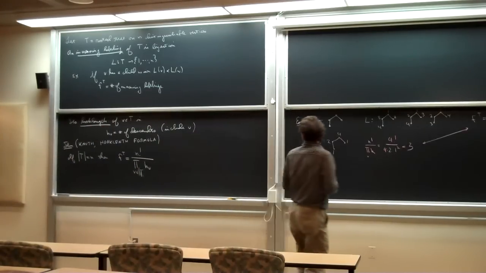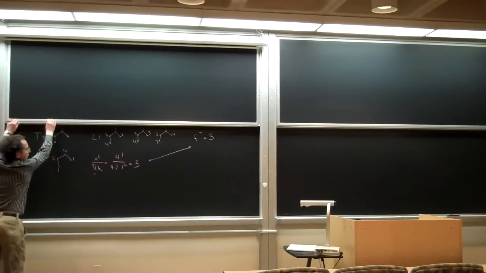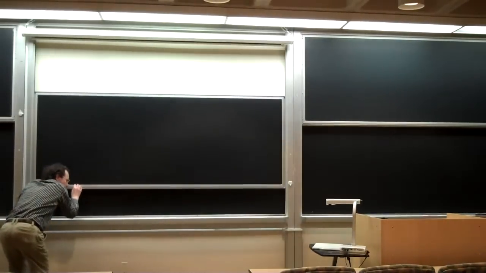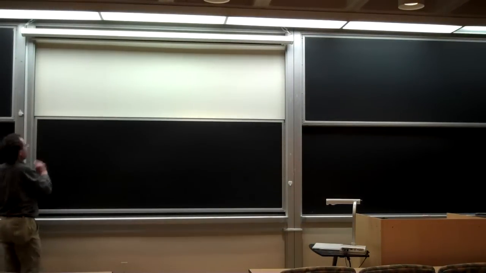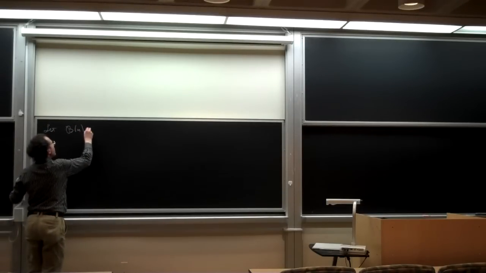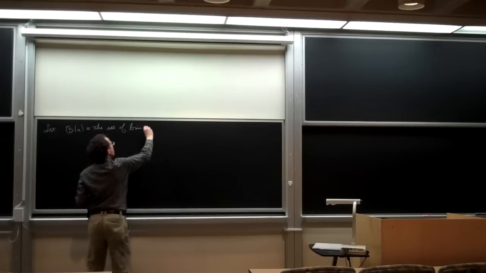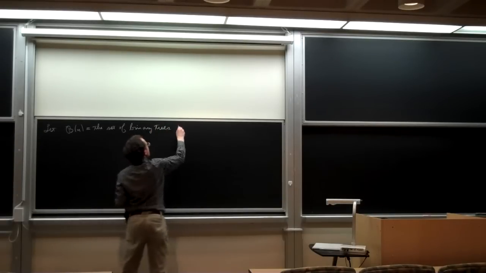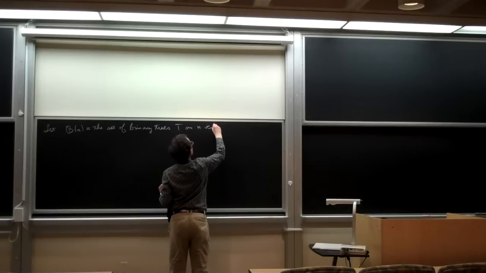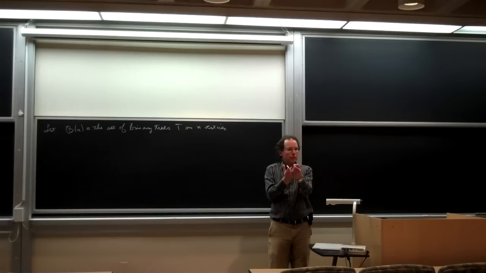So to describe this new formula, let's see where we put it. I guess we don't need this example anymore. We need a little bit of notation. So let script B of n be the set of binary trees T on n vertices. So by binary here, what I mean is that for each vertex, if you look at its children, it either has a child on the left, a child on the right, both children, or neither.